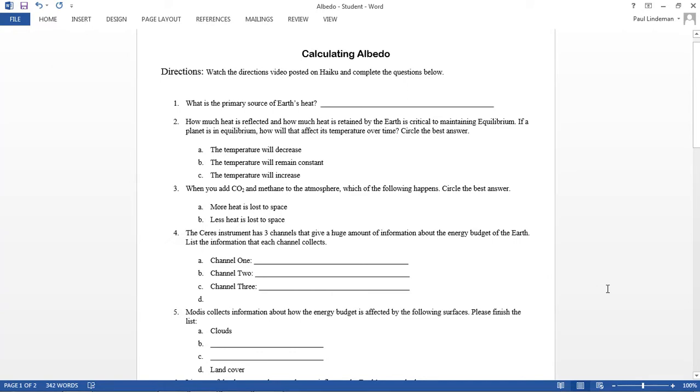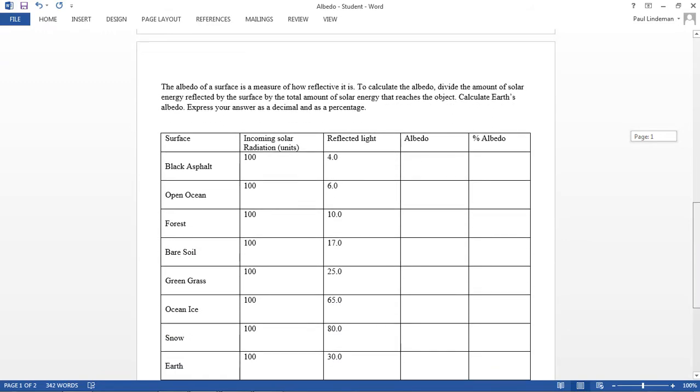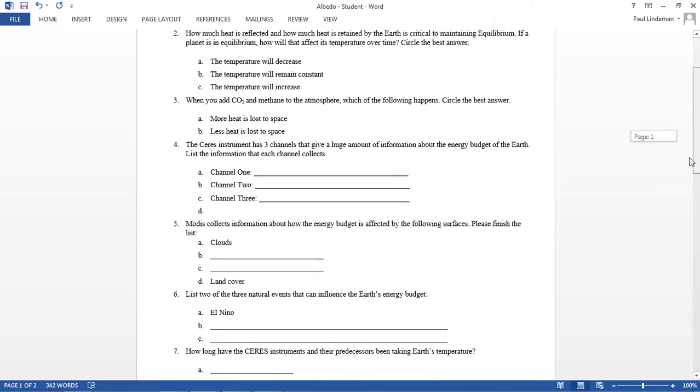We're going to start off with the video, and on the video you will be answering these questions about albedo, which is just how much light is reflected from the Earth. Then after the video I will show you how to calculate albedo for different surfaces. So let's start the video right now.